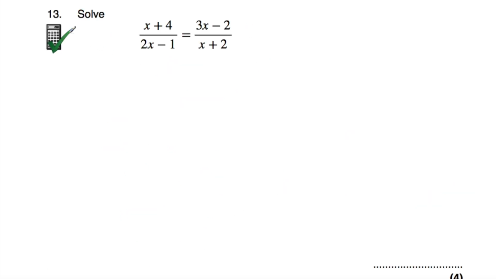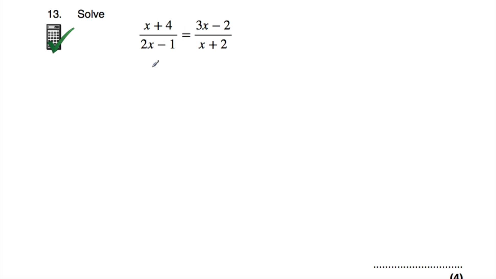Okay, let's have a look at our next question, question number 13. As you can see, these algebraic fractions are getting a wee bit trickier, where we've got x's on all the numerators and denominators. So we've been asked to solve x plus 4 over 2x minus 1 equals 3x minus 2 over x plus 2.